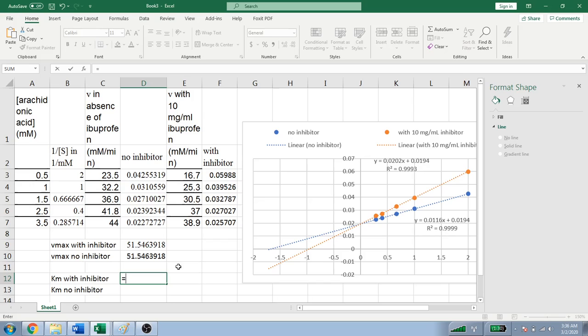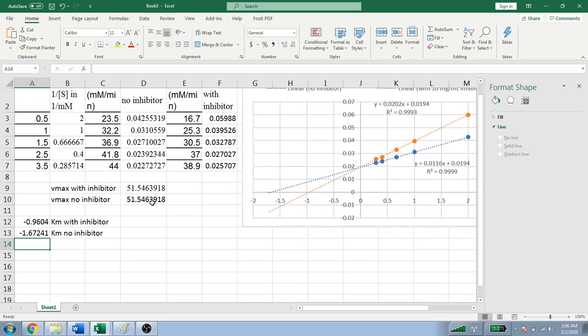The Km, oh, you know what? I'm going to have to solve this equation for x by setting y to 0. Right? So x equals negative 0.0194 divided by 0.0202. That's with inhibitor. And with no inhibitor, x equals negative 0.01 plus negative 0.0194 divided by 0.011. Okay, so the Km is going to be equal to negative 1 over this. Right? Nice. Okay. So we could see that from no inhibitor here, the Km increased by kind of a lot. It's almost double.